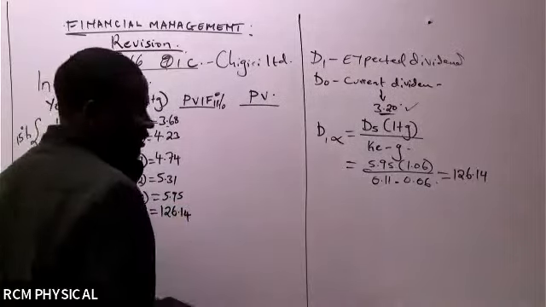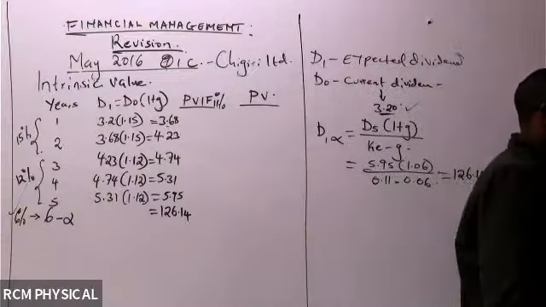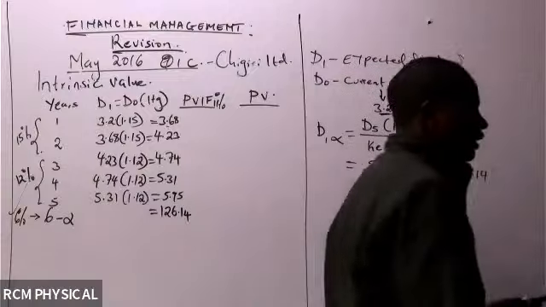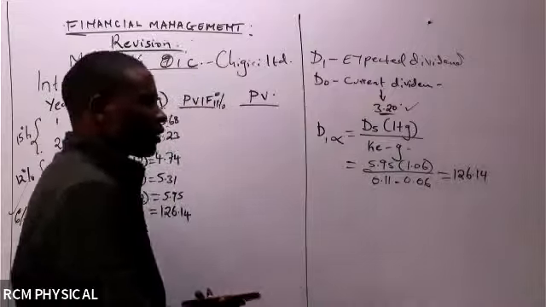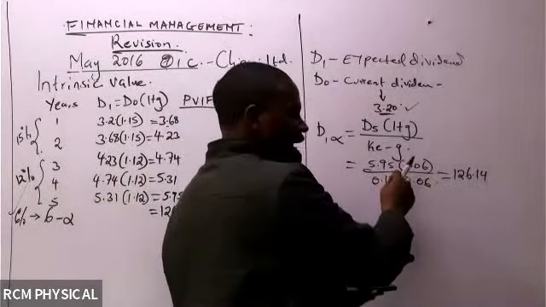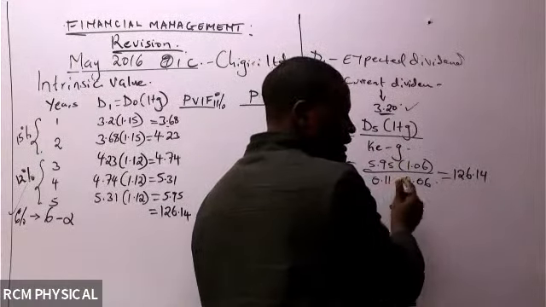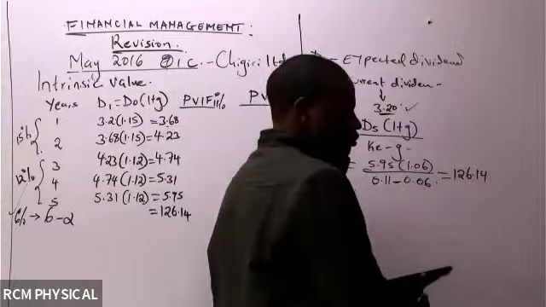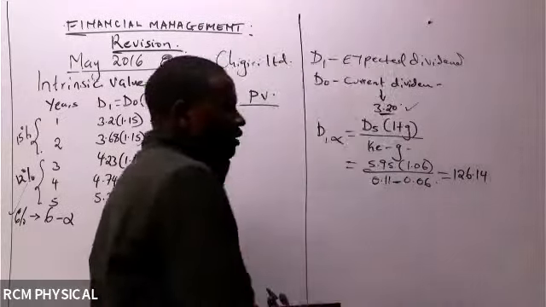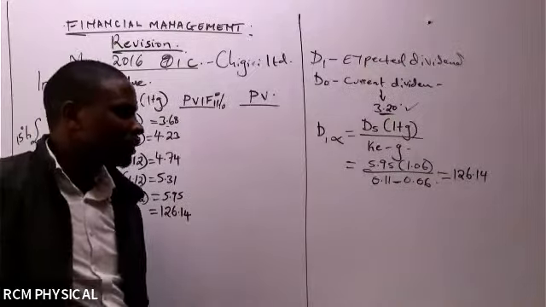Now, class, I would like to know whether we are together up to that point. Some people are getting 121. Can you confirm? Is it 121 or 126? Remember here we have 5.96 times 1.06 divided by the difference between the two. It is confirmed, it is 126.1.